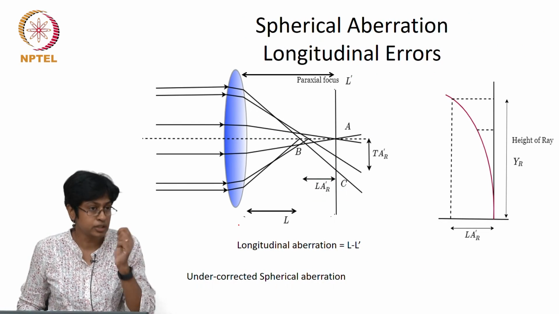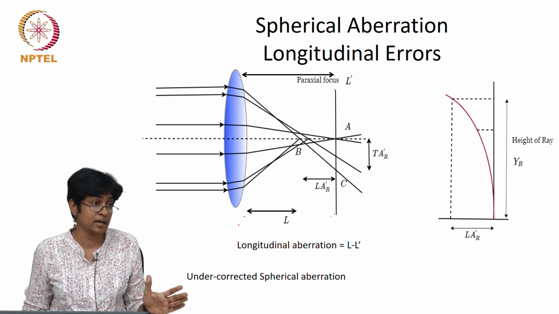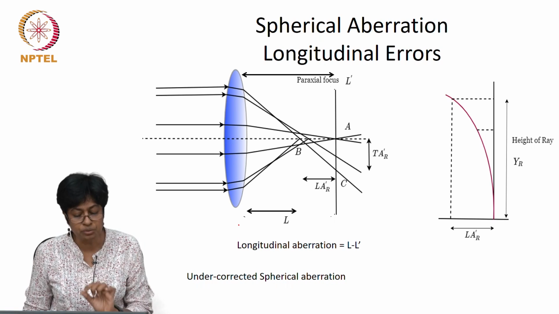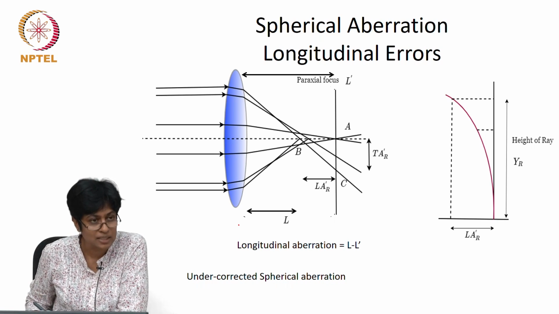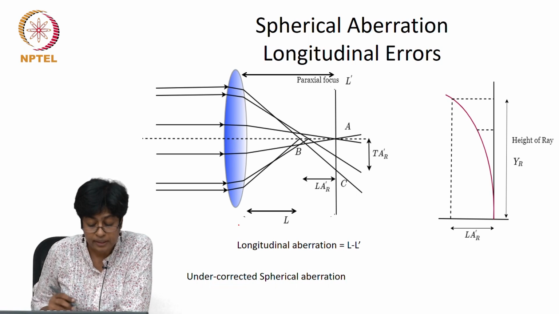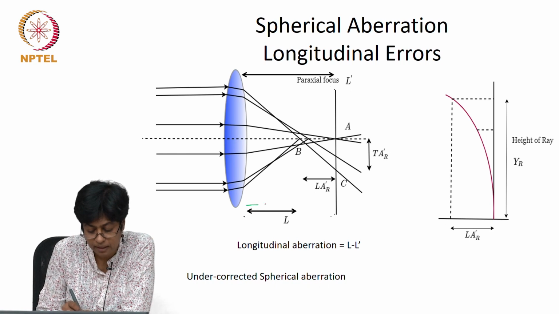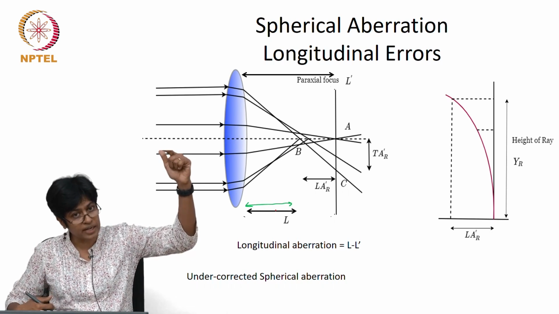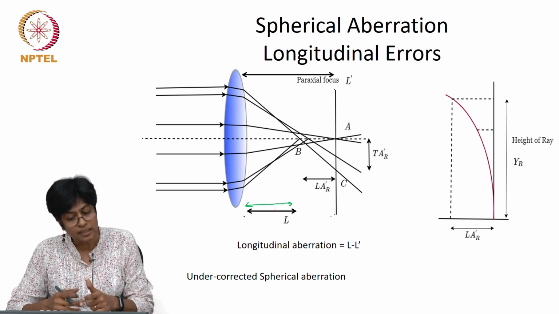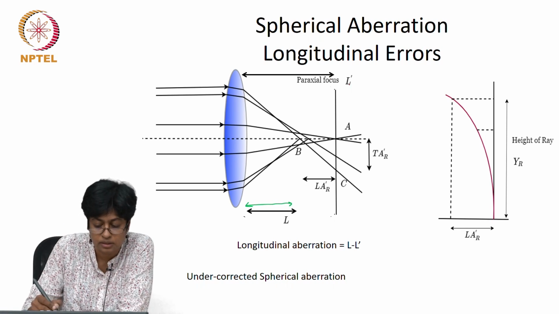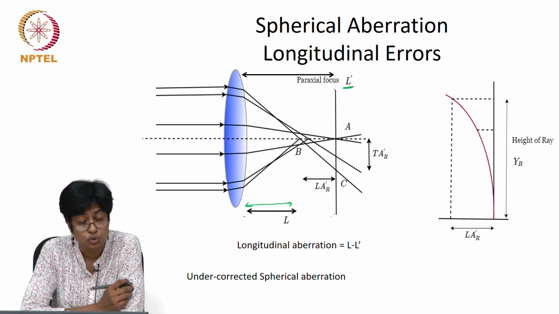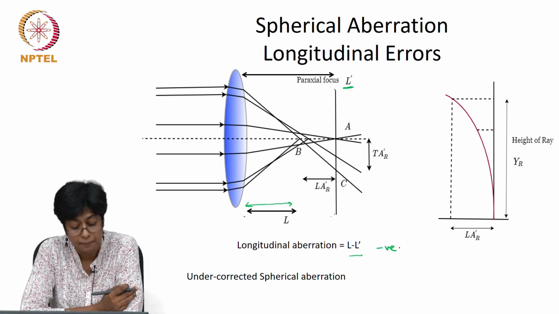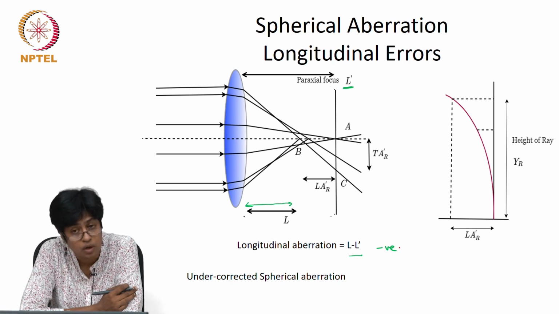Okay, so the longitudinal error. If you're looking at an RIC curve, it's always a transverse error that you're looking at. The longitudinal aberration is measured as the difference between this distance, capital L, where the further off rays come to focus, minus the paraxial focus, this distance L dash. So you can see in this particular case, this is going to be negative because capital L is always smaller than L dash.